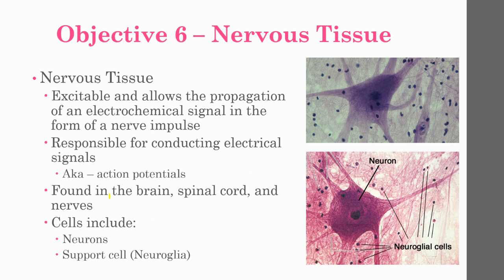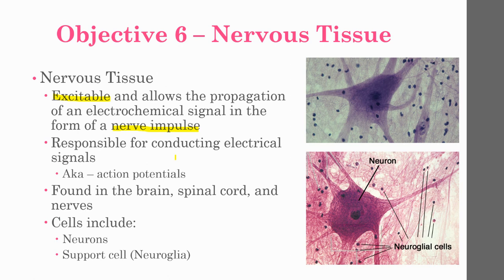All right, we're also going to go ahead and cover nervous tissue in this video. Nervous tissue is our last and final tissue type, and like muscle, it is going to be excitable. But this time we're going to see the propagation of an electrical signal. We're going to call that a nerve impulse or an action potential. These action potentials are going to be carried along our nerve cells called neurons, and that's what's going to allow the nervous system to pretty much control and regulate everything.